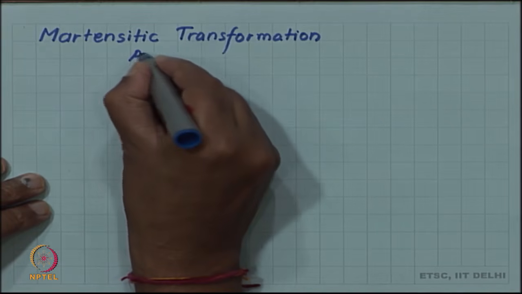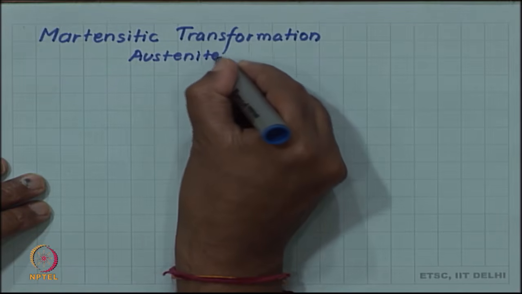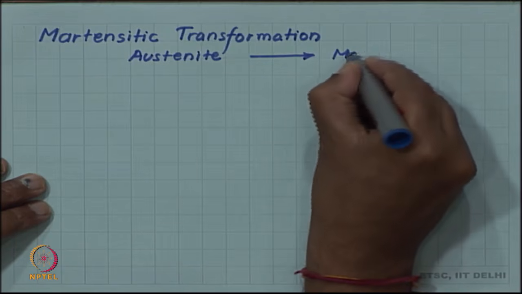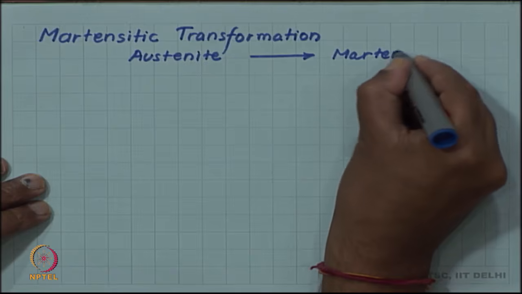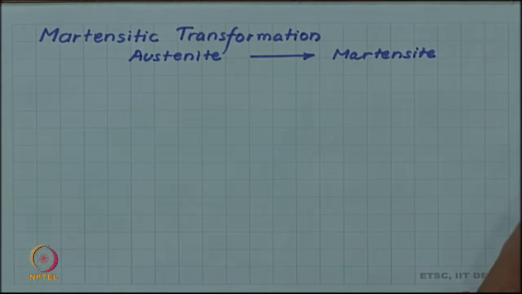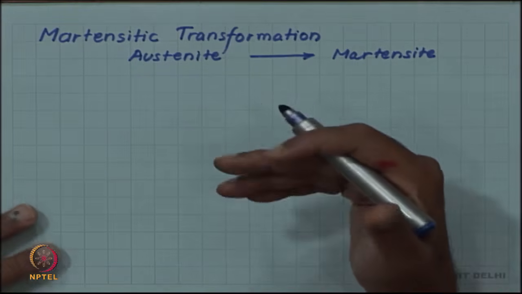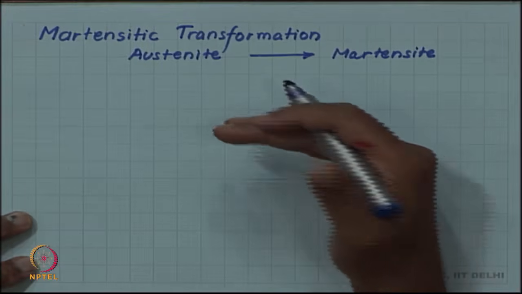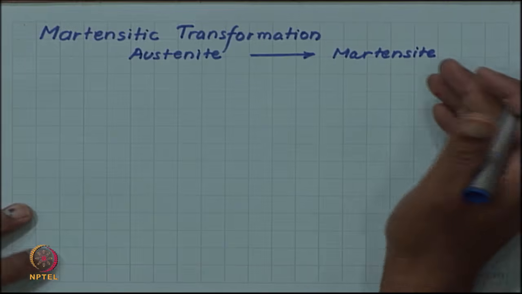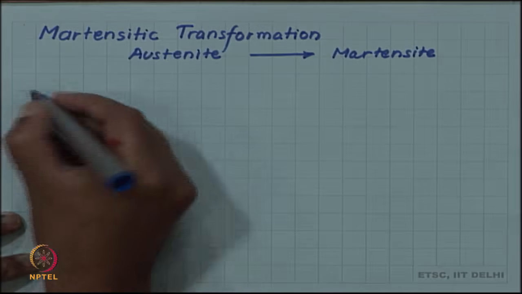So, austenite transforming to martensite is known as martensitic transformation, but it has several characteristics, and any transformation which shares those characteristics will also be called martensitic transformation. So, what are those characteristics of martensitic transformation?